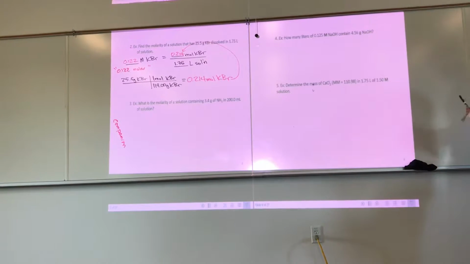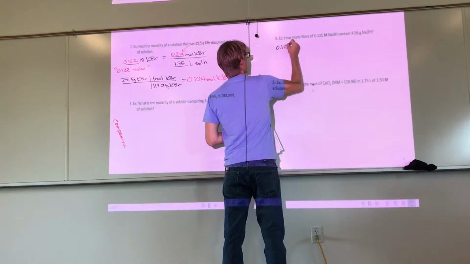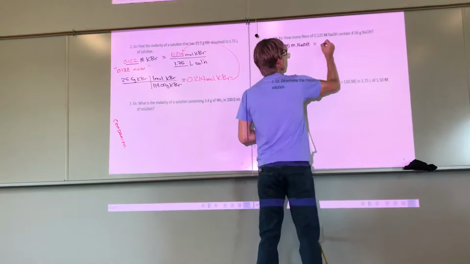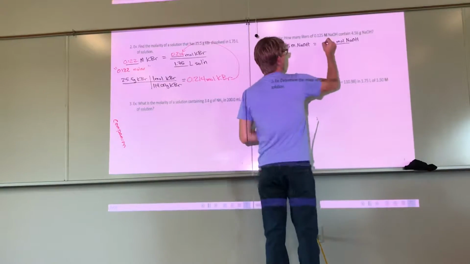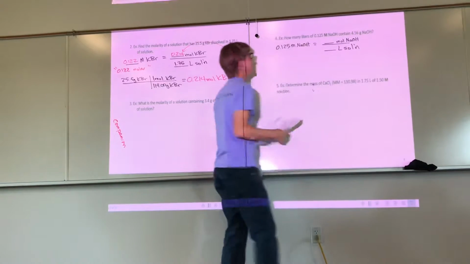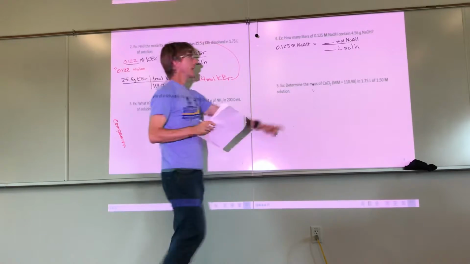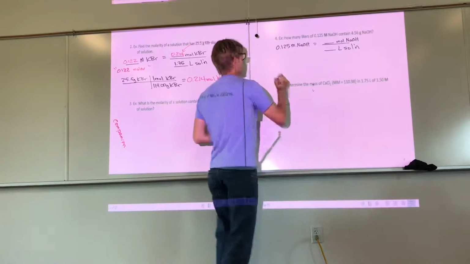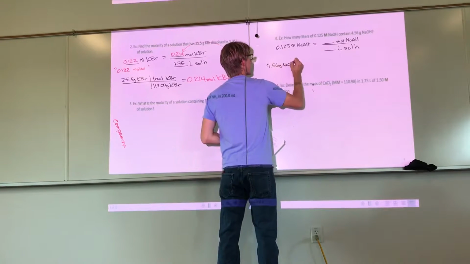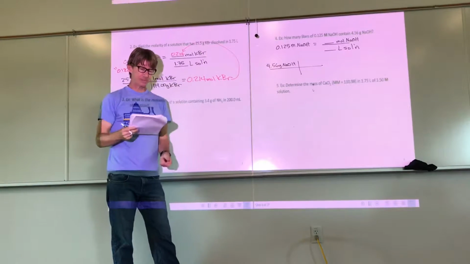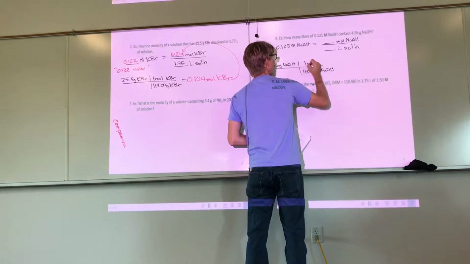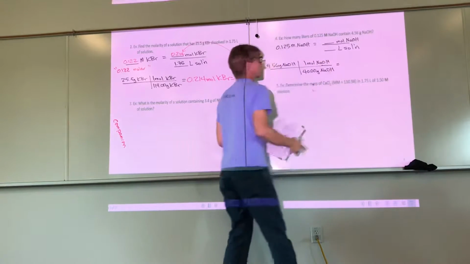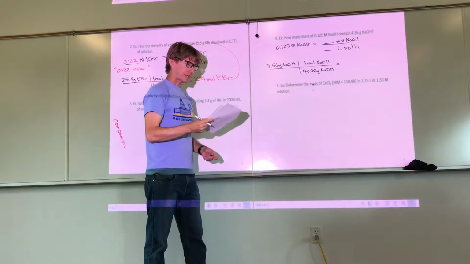Number 4, how many liters of 0.125 molar sodium hydroxide contain 4.56 grams of sodium hydroxide? I'm going to set it up in exactly the same way. Again, I've been given grams of sodium hydroxide, which I can convert into moles using the molar mass, in this particular case, 40.00 grams. I get 0.114.